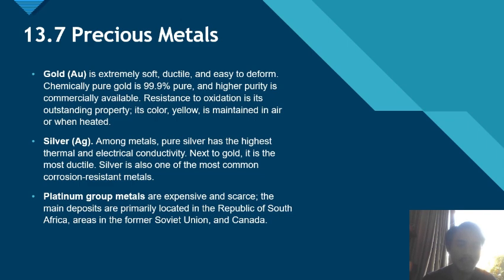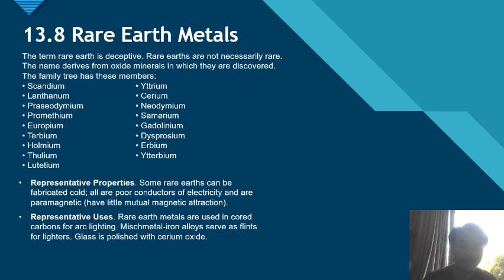And silver: among metals, pure silver has the highest thermal and electrical conductivity. Next to gold, it is the most ductile. Silver is one of the most common corrosion-resistant metals. And the platinum group metals are expensive and scarce. The main deposits are primarily located in the Republic of South Africa.